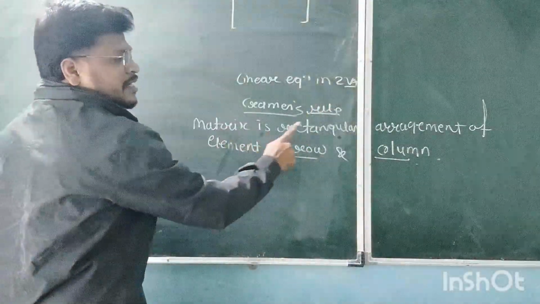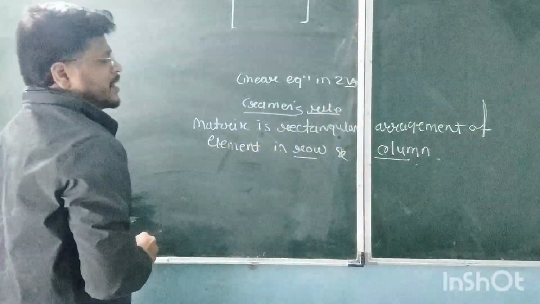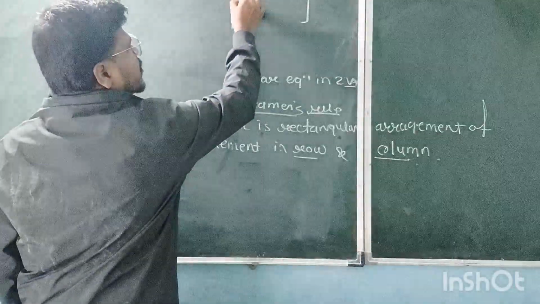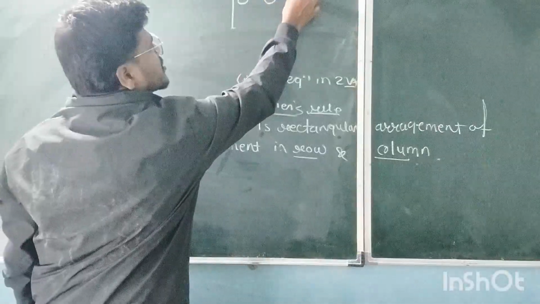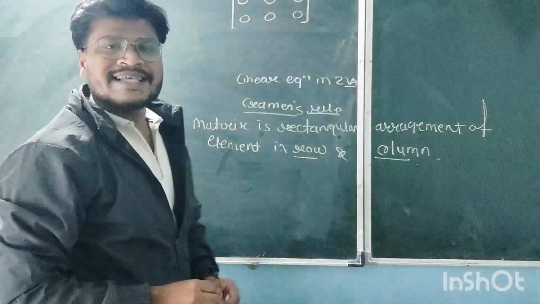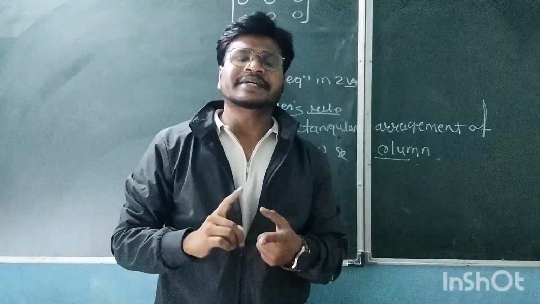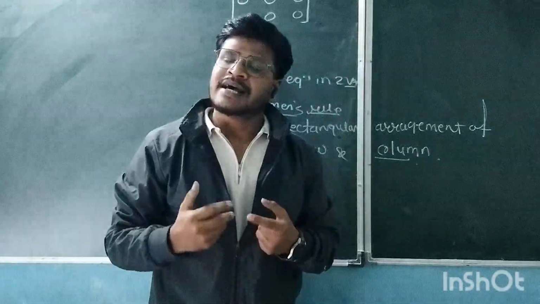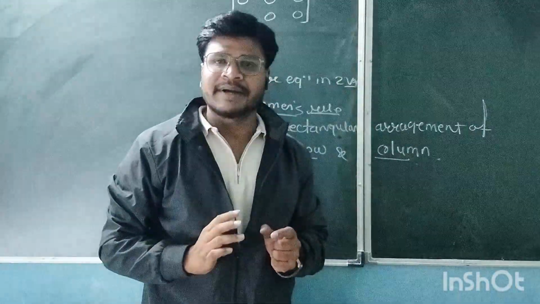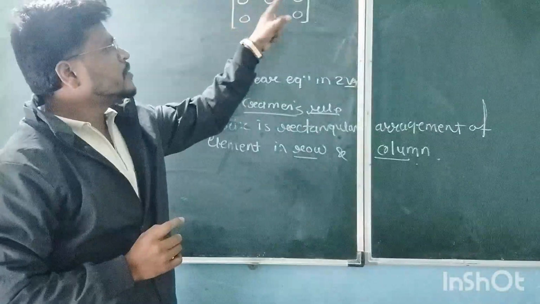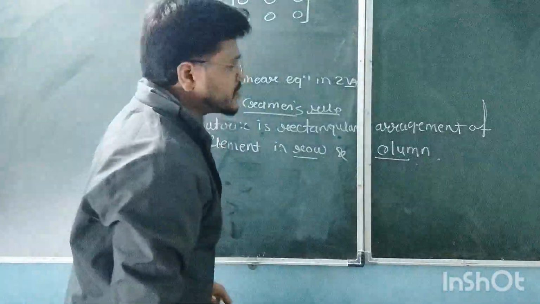The matrix is a rectangular arrangement of elements. What is the meaning of element? This is an element. An element can be of any type: a real number, a complex number, a name, a place, anything can be an element in the matrix. This is called a matrix.